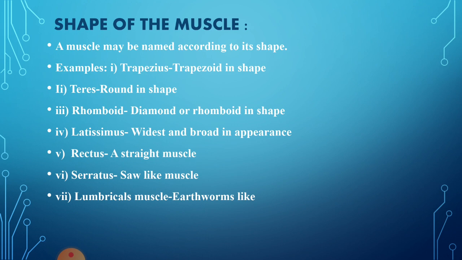Serratus, we have previously discussed the serratus anterior as well. That was the muscle of your rib cage, and it has a saw-like appearance. Lumbricus muscle, we have talked about these muscles as well, and we saw these muscles in the palm of your hand and also in the foot. So these muscles basically have an earthworm-like appearance.